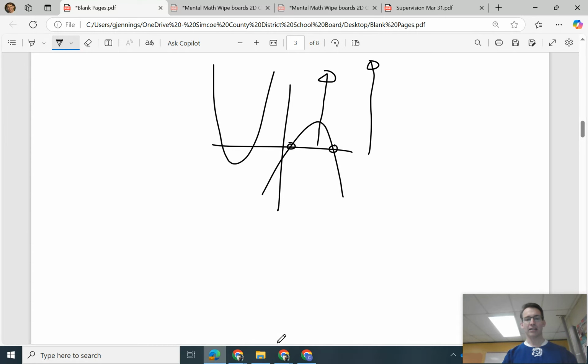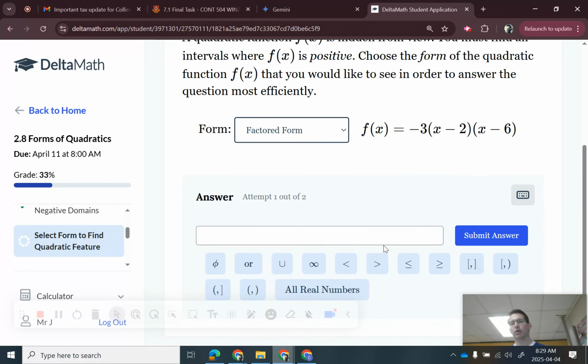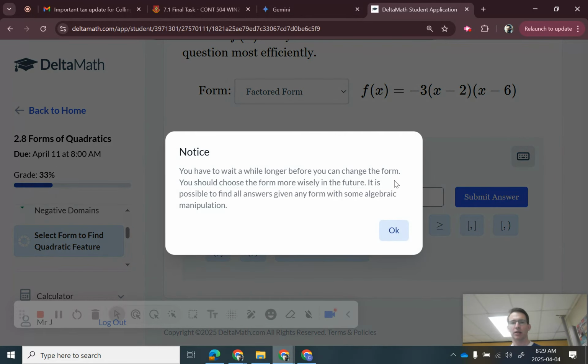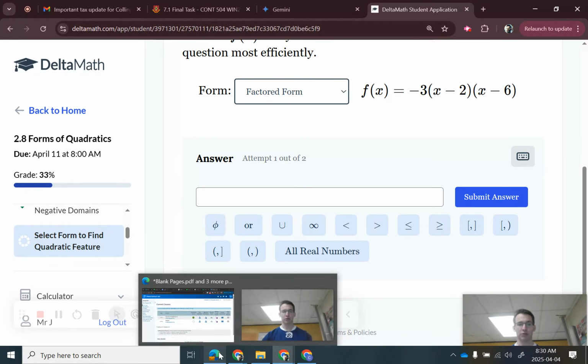So I'm going to ask Delta Math to show me the roots with factored form. There we go. So this quadratic, -3(x - 2)(x - 6). This is one form of the thing. It'll show me the other ones. Oh, I have to wait a while longer before I can change the form. Okay, it'll show you the other ones, and then you could do some calculations and find out this information, or you can just pick the form you want. So pick the form, think about the form, be a little strategic.